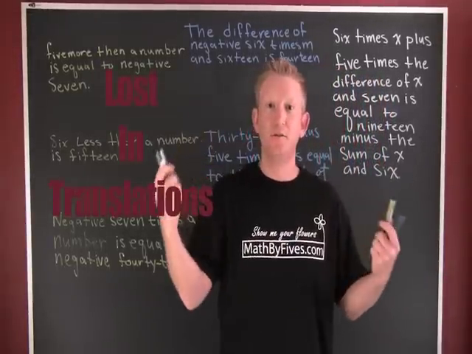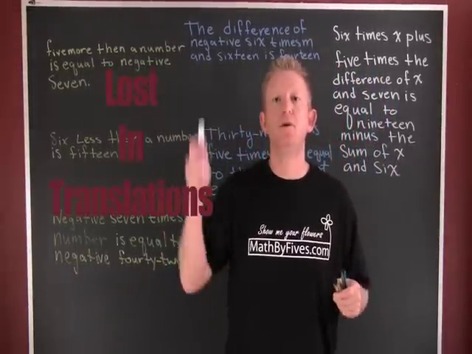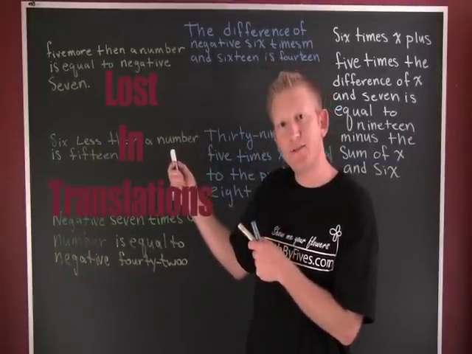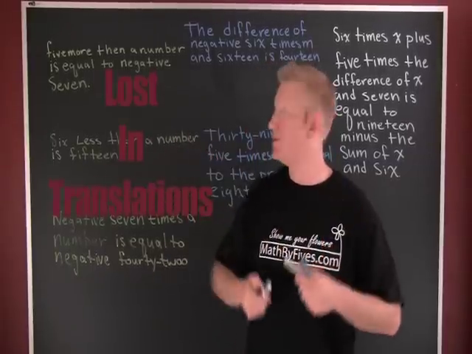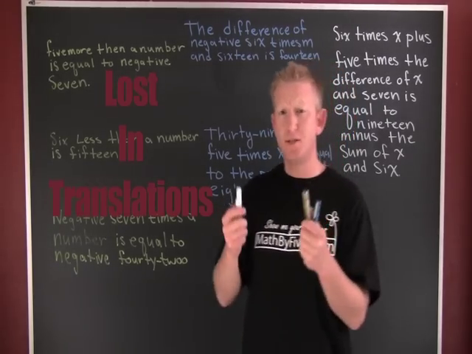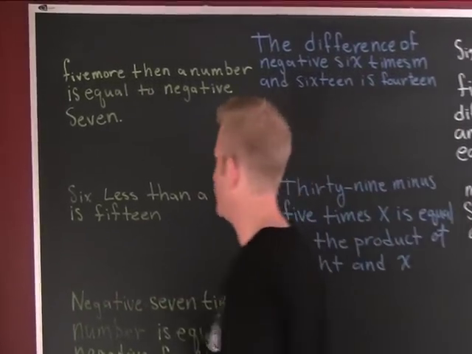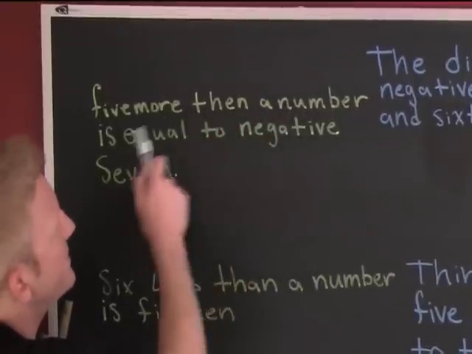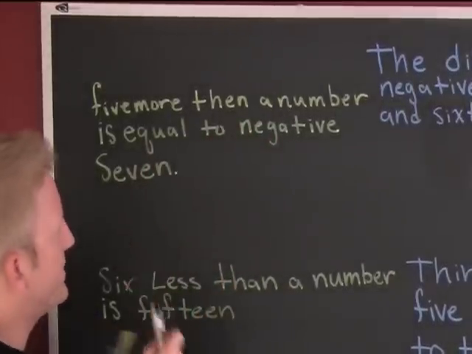Okay, yeah. Now, why don't we get lost in some translations? I want to translate these words into equations. So let's go through and take a look at some of these. 5 more than a number is equal to -7.